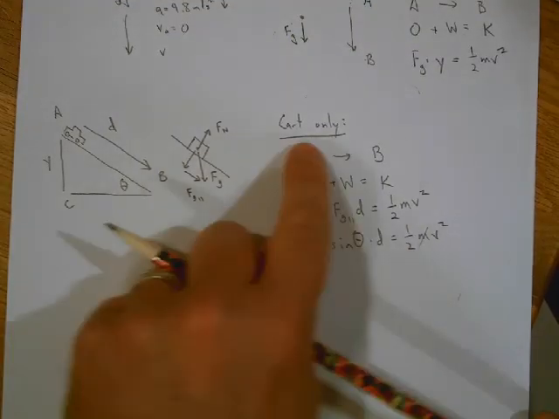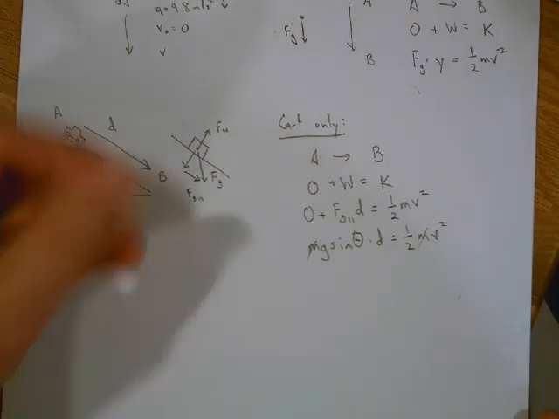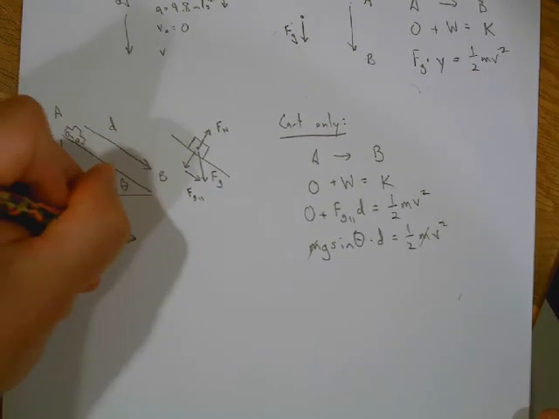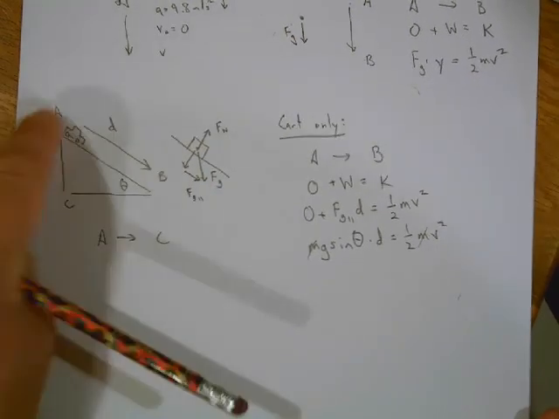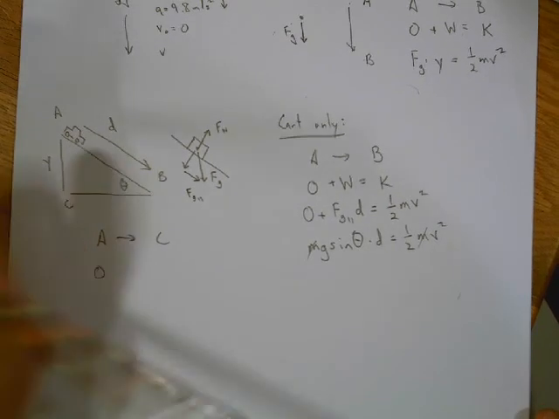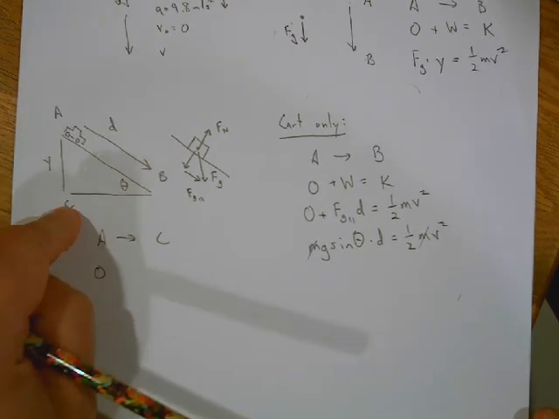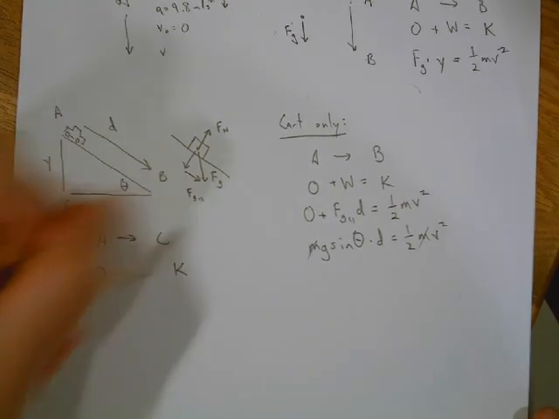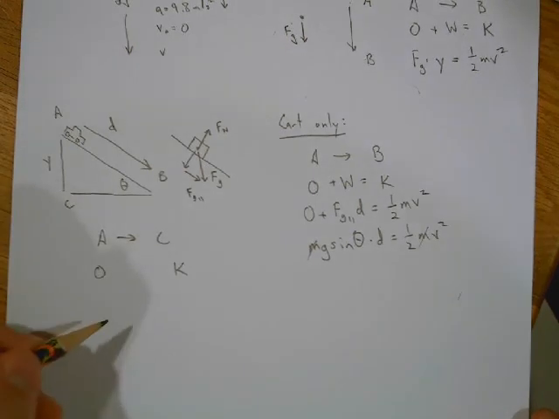If we were doing it rather than A to B, if we're going to say, hey, I would rather go A to C, but again, we're talking about the cart only. What type of energy do I have at A? Well, I got nothing. What type of energy do I have at C? Well, I have kinetic. Okay.